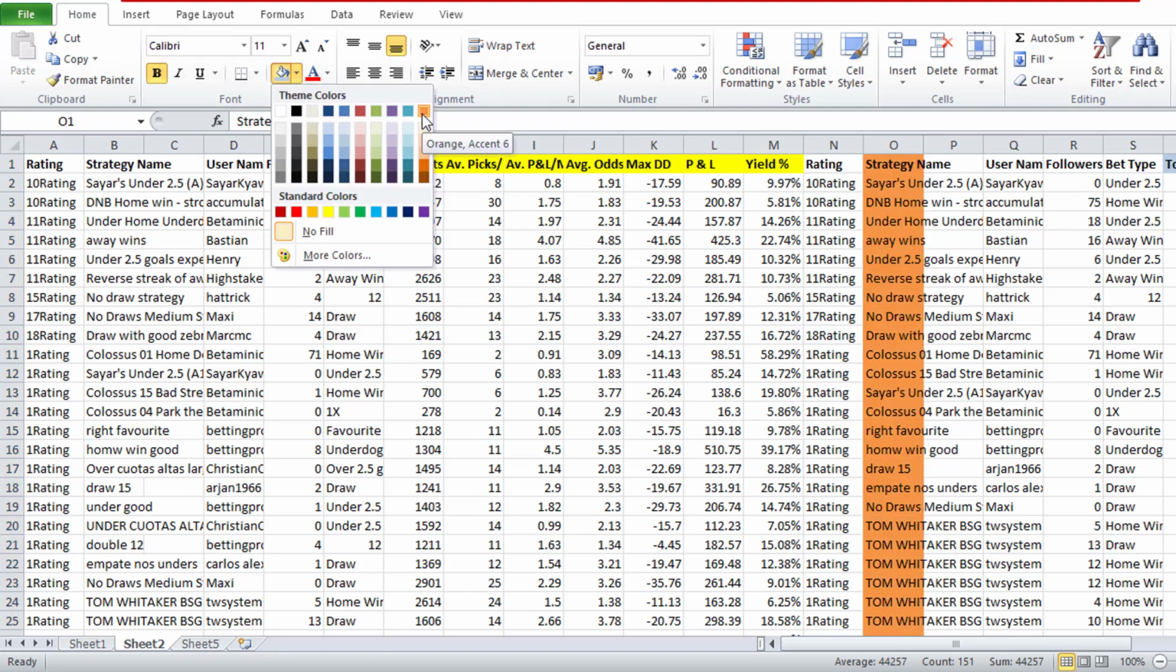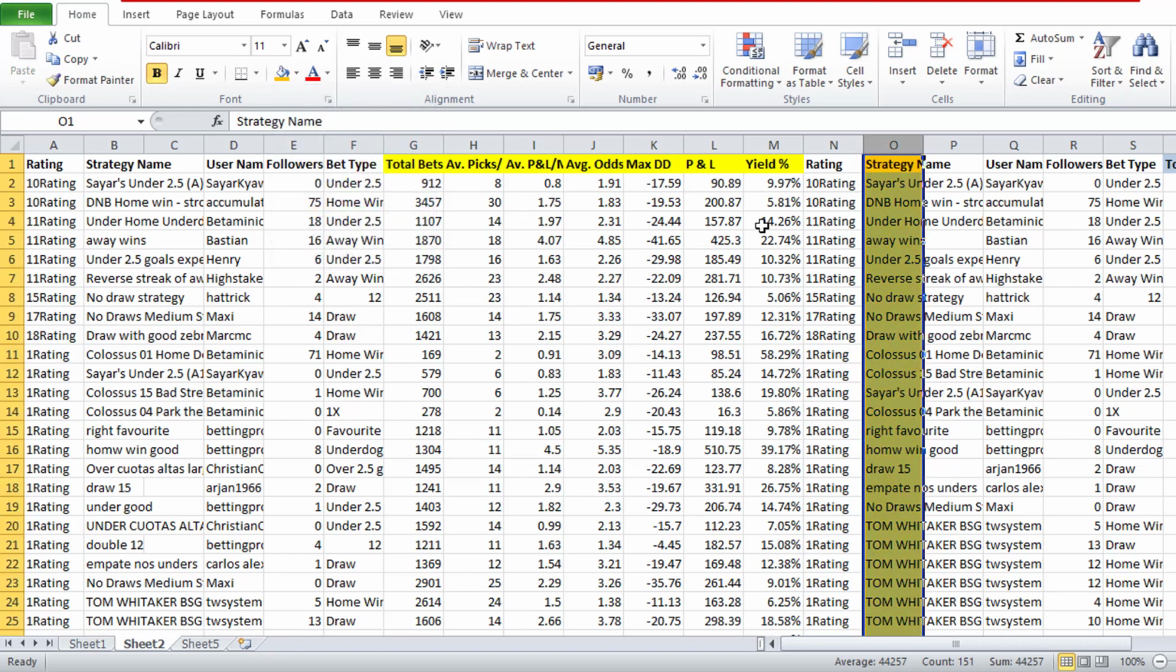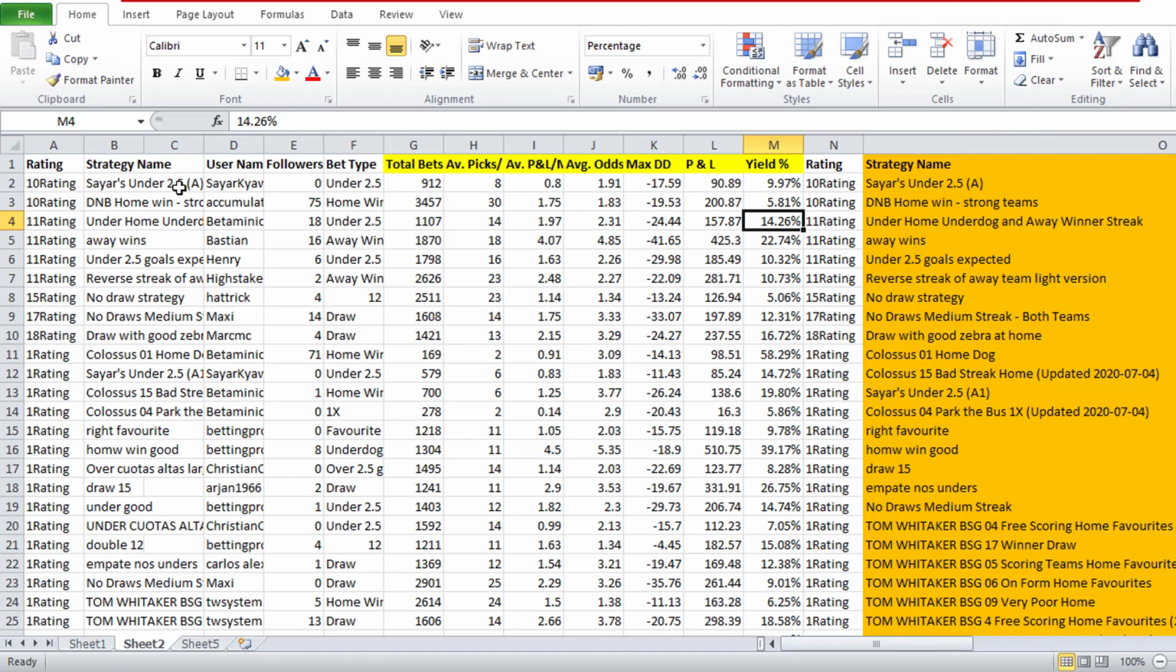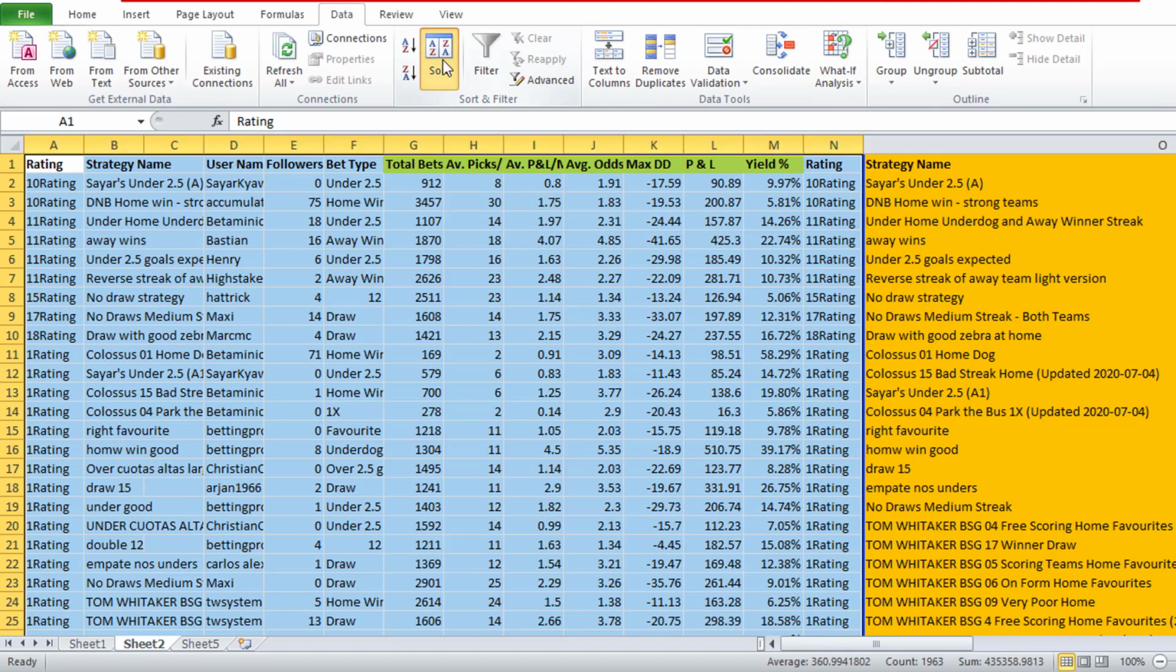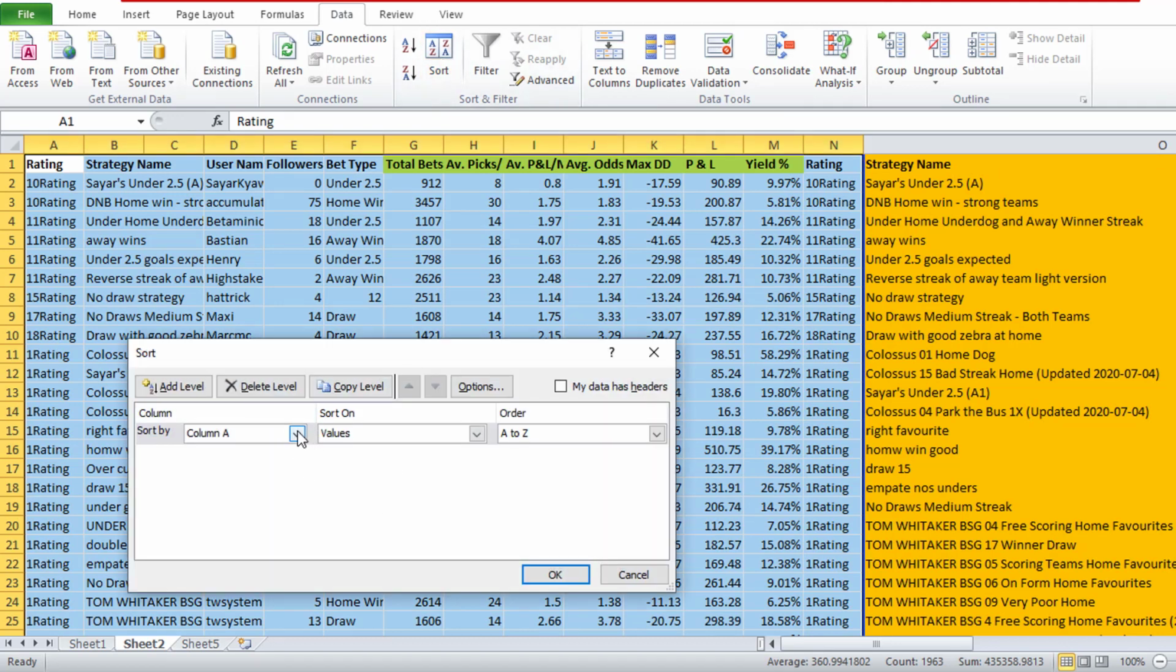And to do that, I have to make sure that the strategy names from both sets of data are correct. So I highlight one of their names so I can see what they are, and I can see straight away that these are not lined up, they're not in the right order. So what I usually do is I rank each set by its strategy name. So that's column B in this case.